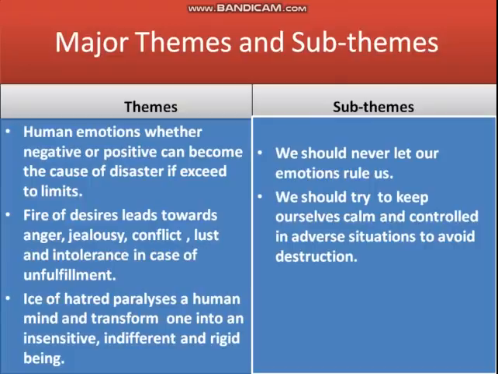Before proceeding further, I want to make my friends familiar with some major themes or sub themes used in this poem. There are more than one theme. The major idea or theme conveyed is that human emotions, whether negative or positive, can become the cause of disaster if they exceed limits. Fire of desires leads towards anger, jealousy, conflict, lust, and intolerance in case of unfulfillment. Ice of hatred paralyzes a human mind and transforms one into an insensitive, indifferent, and rigid being.